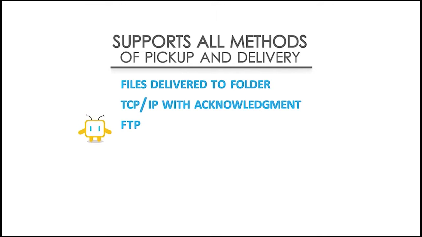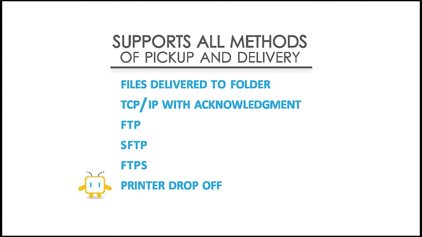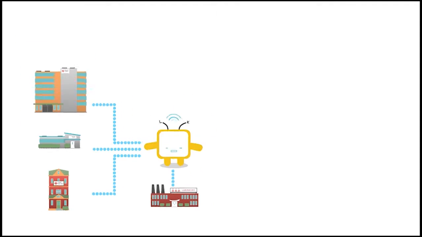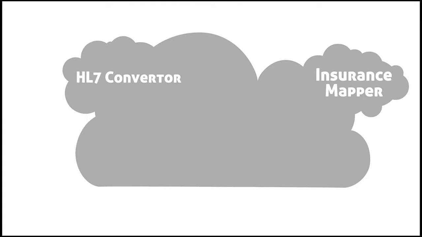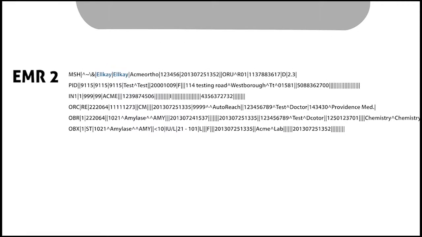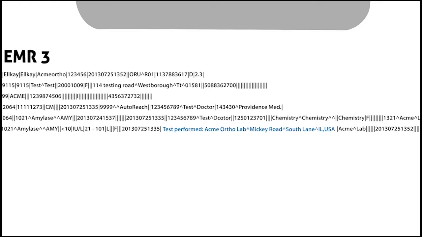Right out of the box, it supports all methods of pickup and delivery, and its single-point connectivity feature eliminates separate connections to individual practices, opening doors to all practices with one connection. Intelligent tools like HL7 Converter and Insurance Mapper are built into ELLKAY Transfer for ease and accuracy, ensuring all deliveries are in the desired HL7 format and with appropriate insurance information, no matter what systems your clients are using.